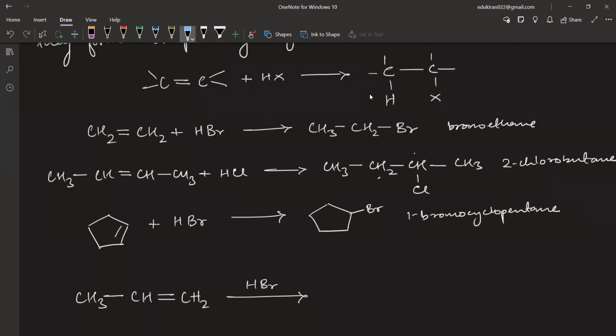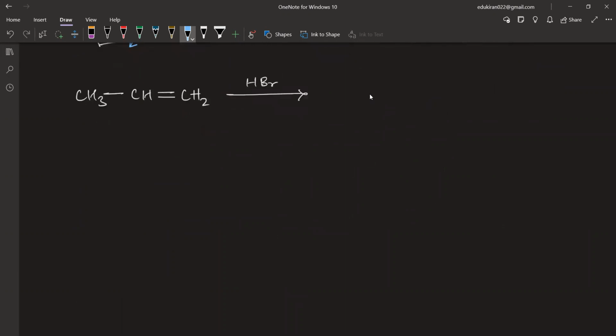All of these are examples of symmetrical alkenes. You can see that the number of carbon atoms on the left as well as the right of the double bond is the same. Here also, if you draw a symmetrical line like this, the number of carbon atoms on both sides is the same. But this unsymmetrical alkene has 1 carbon on the right and 2 carbons on the left. That is why it is going to give you a problem when you add the H and when you add the Br.